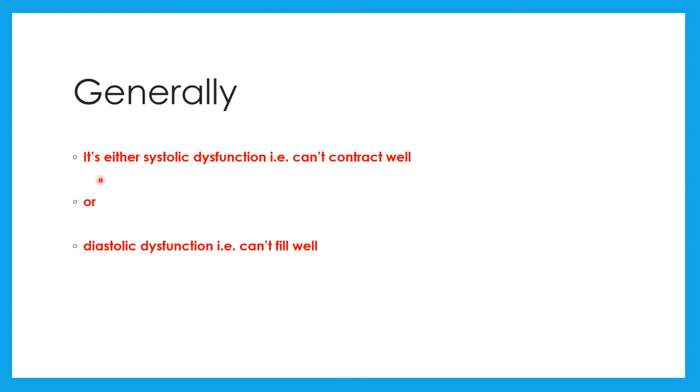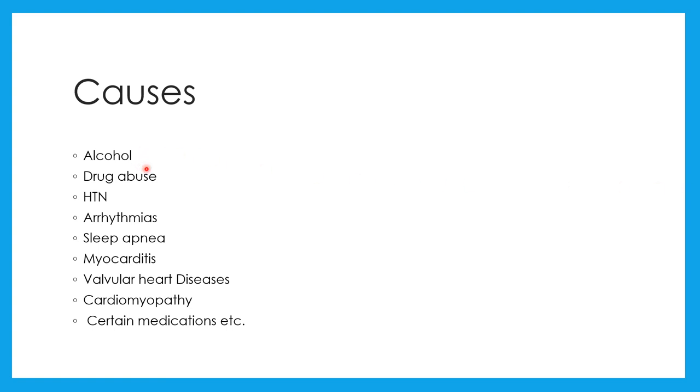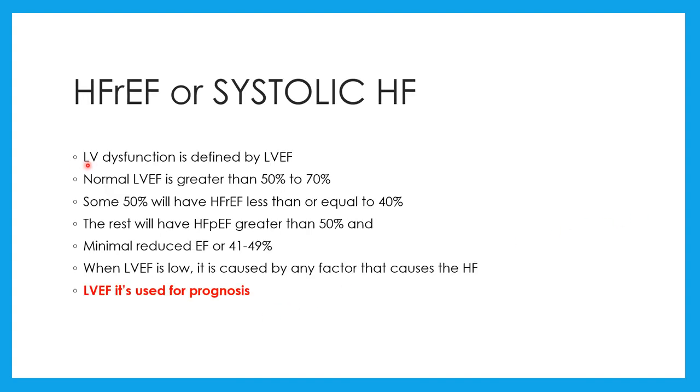Generally, when we are dealing with heart failure with reduced ejection fraction, it's either a systolic dysfunction, that is the ventricle can't contract well, or diastolic dysfunction, the ventricle can't fill well. Causes here will include alcohol, drug abuse, hypertension, arrhythmias, sleep apnea, myocarditis, valvular heart diseases, cardiomyopathy, and certain medications. The left ventricular dysfunction is defined by the value of left ventricular ejection fraction. Normally, people without heart failure will have left ventricular ejection fraction that is greater than 50 to 70%.